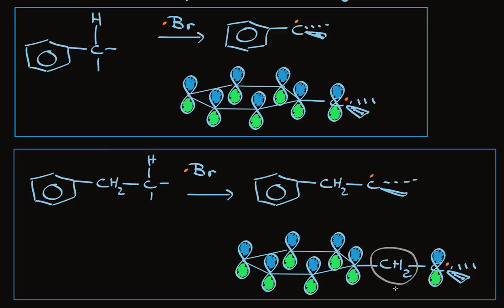So, resonance theory would tell us that there's no resonance stabilization possible. MO theory would say, hey, those p orbitals don't overlap. They can't lead to especially stable MO energetics. In either case, it's easy to see that the benzylic radical will be more stable and therefore will be formed faster.